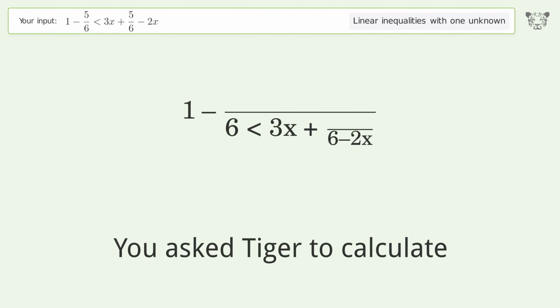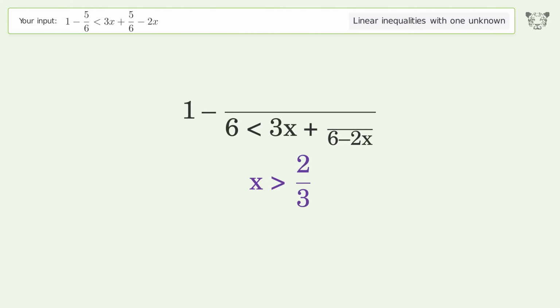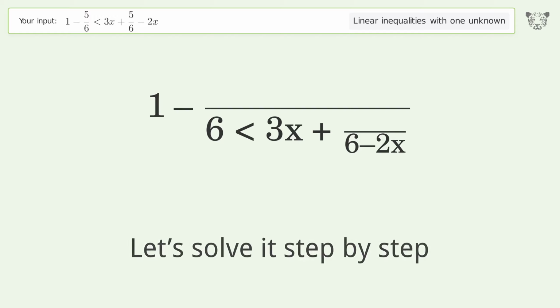You ask Tiger to calculate. This deals with linear inequalities with one unknown. The final result is x greater than -2/3. Let's solve it step by step.